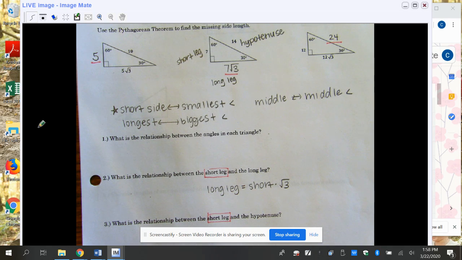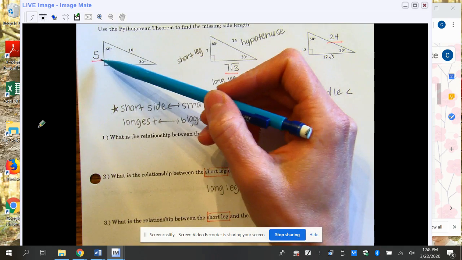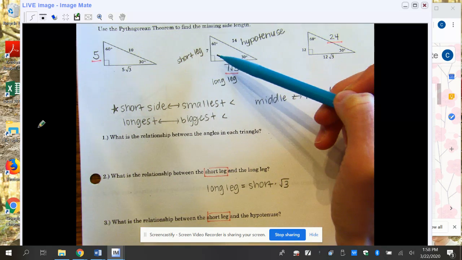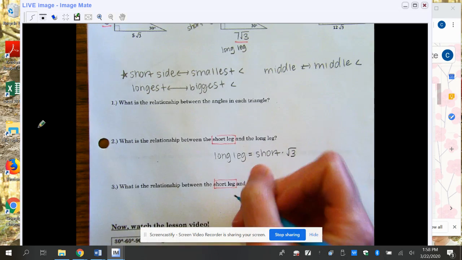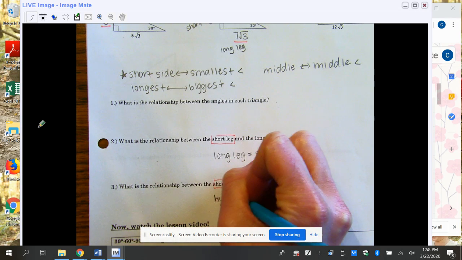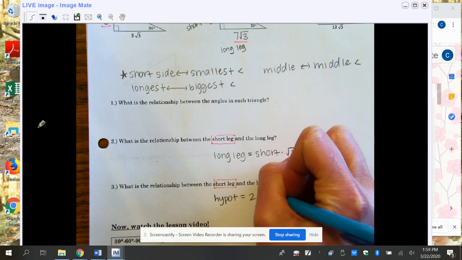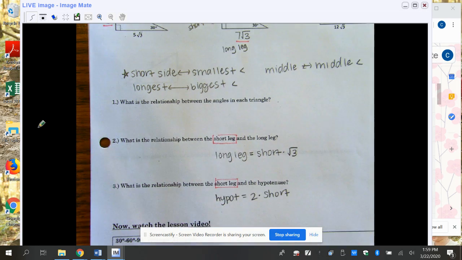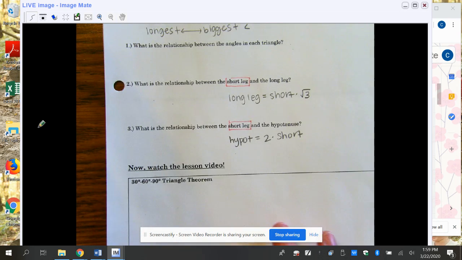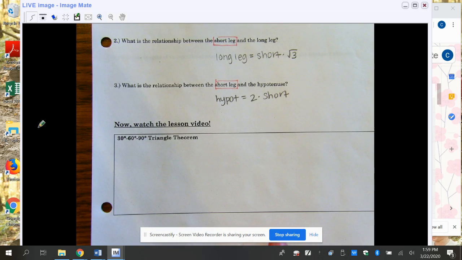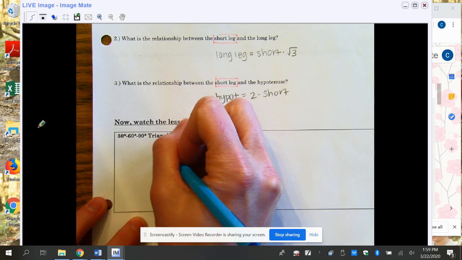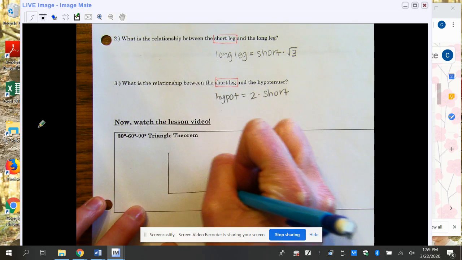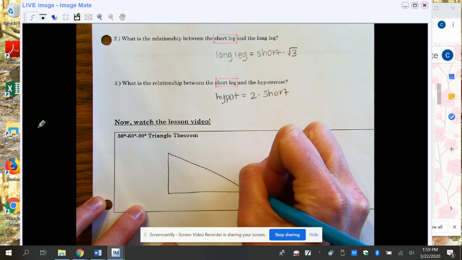And then the short leg and the hypotenuse, we've got 5, 10, 7, 14, 12, and 24. So the hypotenuse is always twice as long as the short leg. If you're looking at a 30-60-90 triangle, that's always going to be the relationship between the legs and the angles. We just have to understand how to work going from side to side.